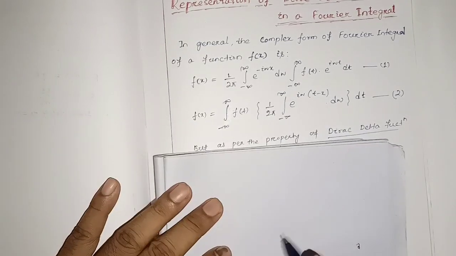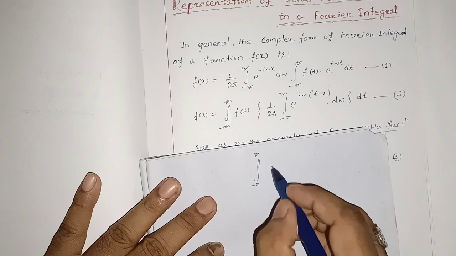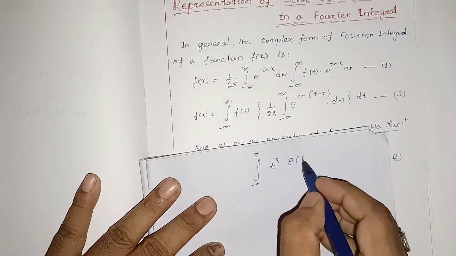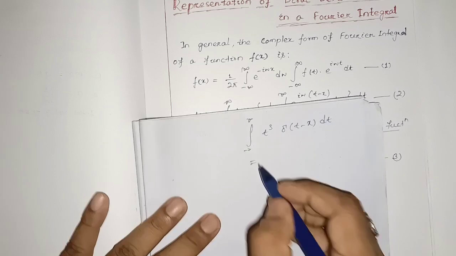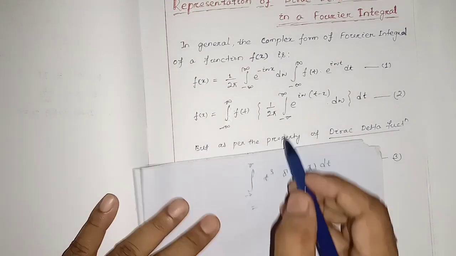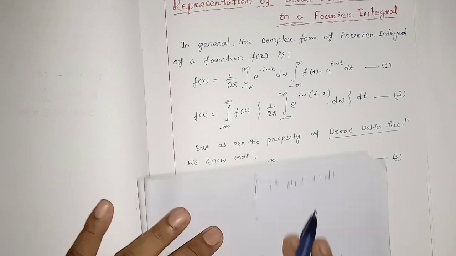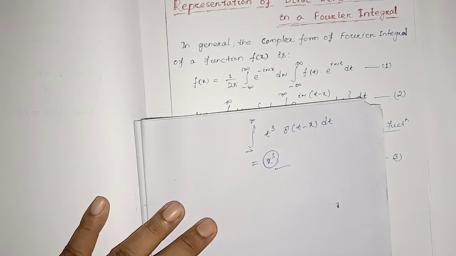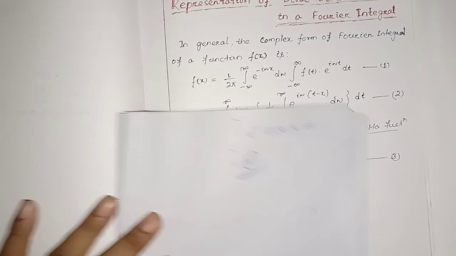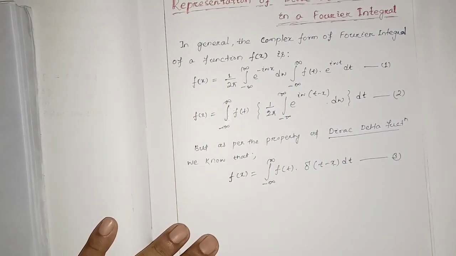That means suppose I consider the integral from minus infinity to infinity of f(t), say t cube, times delta(t minus x) dt. So this value will be f(t), here this value will be f(x). That means instead of t we have to consider x. So this answer will be x cube. About this property we know well. Okay, this is your equation number 3.